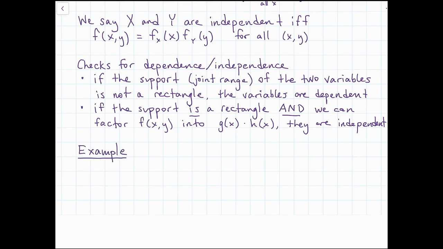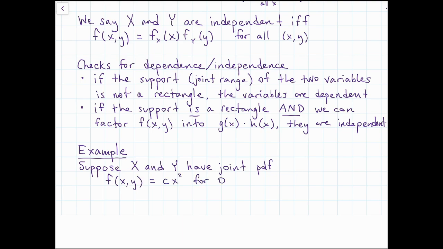I want to look at an example, and we're going to come back to this example several times over this video. So suppose x and y have a joint PDF given by f of xy equals c x squared for 0 less than x less than y less than 2. Now right away, we can tell here that these two variables are not going to be independent because we know that x must be less than y. So that means the ranges of the two variables depend on each other, and so they can't possibly be independent.